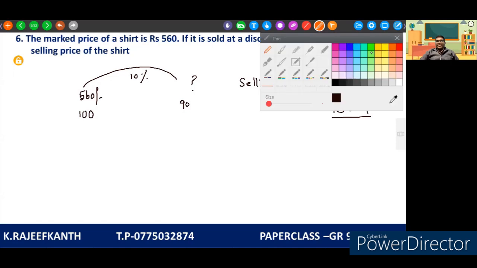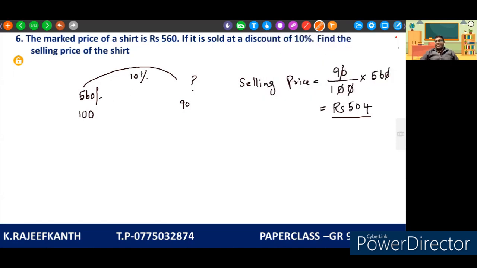Here we can find it in another way also. Here they are giving a 10% discount. So first we can find the discount amount. Here for 100 rupees they have given a discount of 10 rupees. For 560, here we can cut the zeros. Then 56 rupees is the discount. Here mark price is 560. The discount is 56.